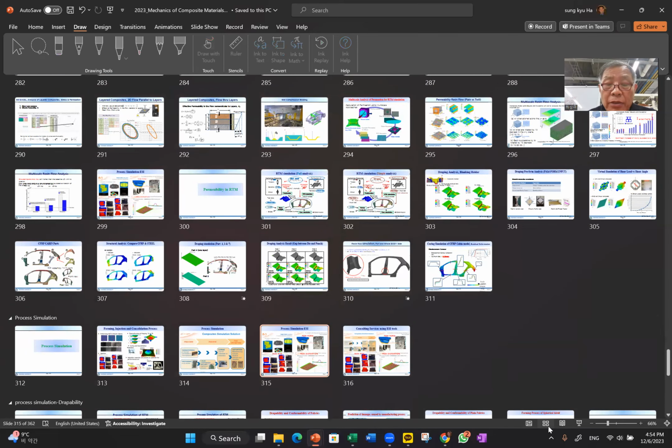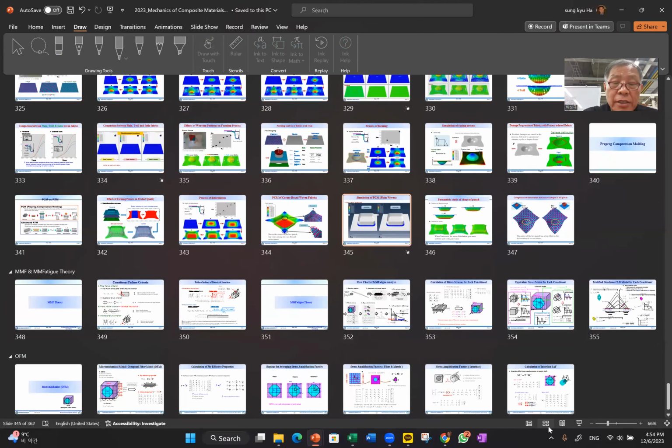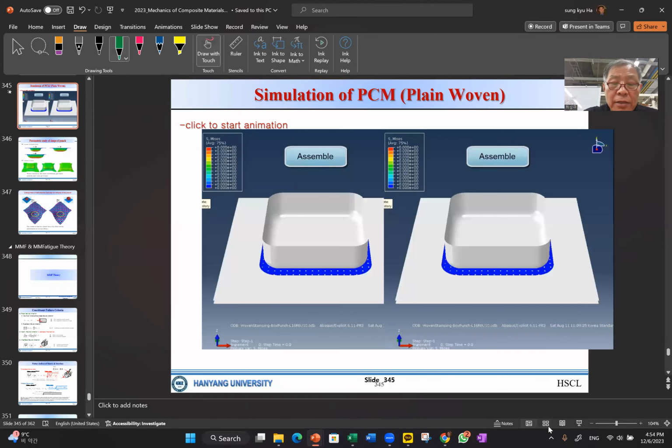Sorry, I have a duplicate. So this is the one. This is draping, but it can also be applied to PCM. PCM means prepreg compression molding. So you have a wet resin, and then we press.